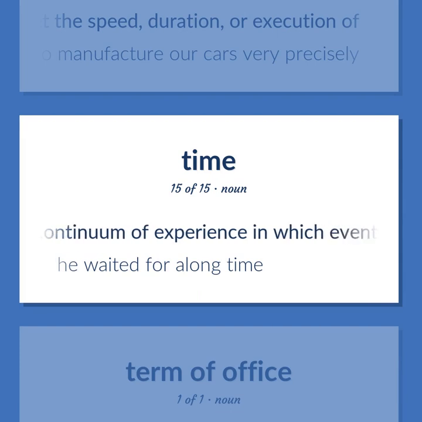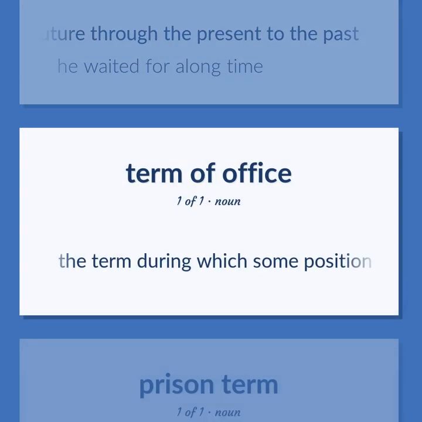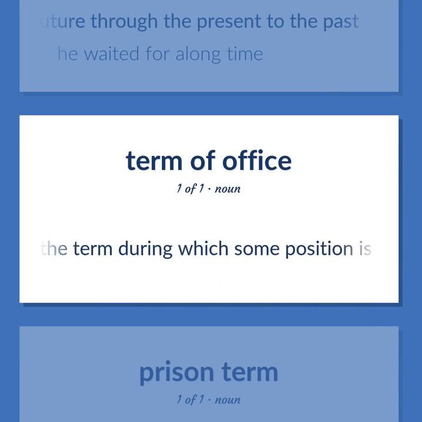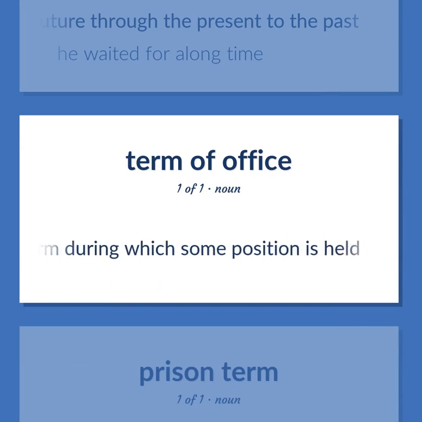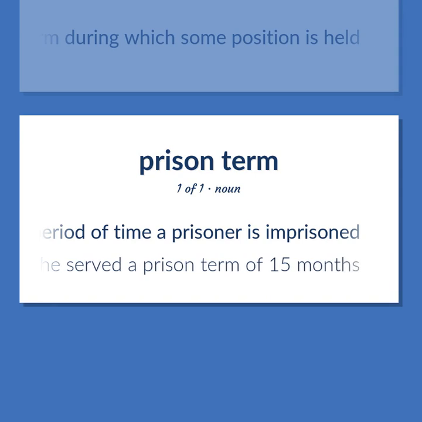The continuum of experience in which events pass from the future through the present to the past. He waited for a long time. The term during which some position is held. The period of time a prisoner is imprisoned. He served a prison term of 15 months.